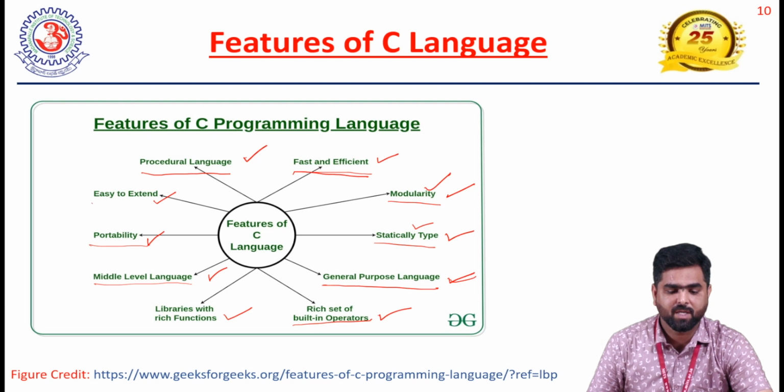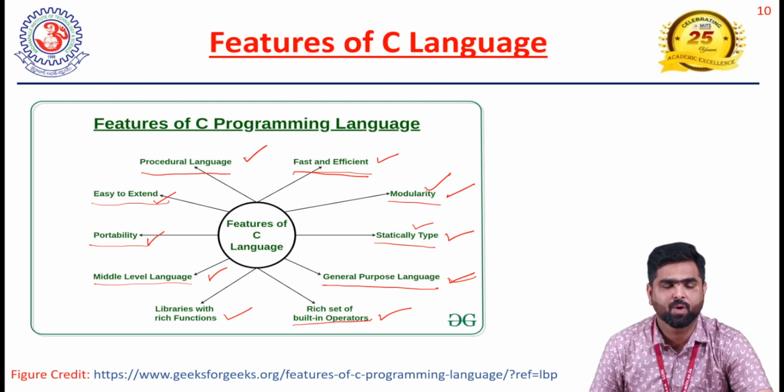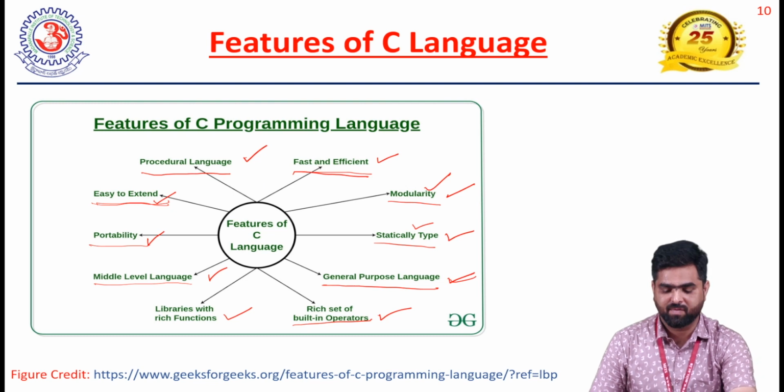And next one is easy to extend. For example, we already have one C program. If I want to add some other extra features, that can be added very easily. So it is easy to extend. So these are all the different features that we have for the C programming language.